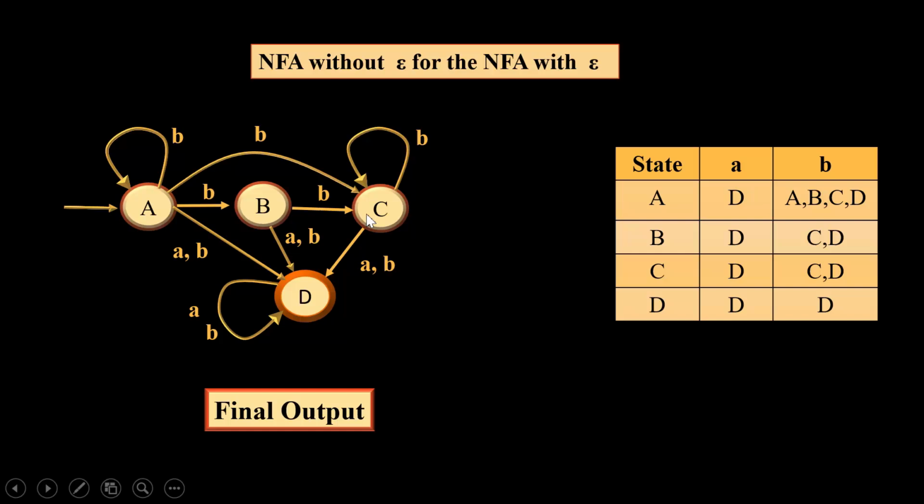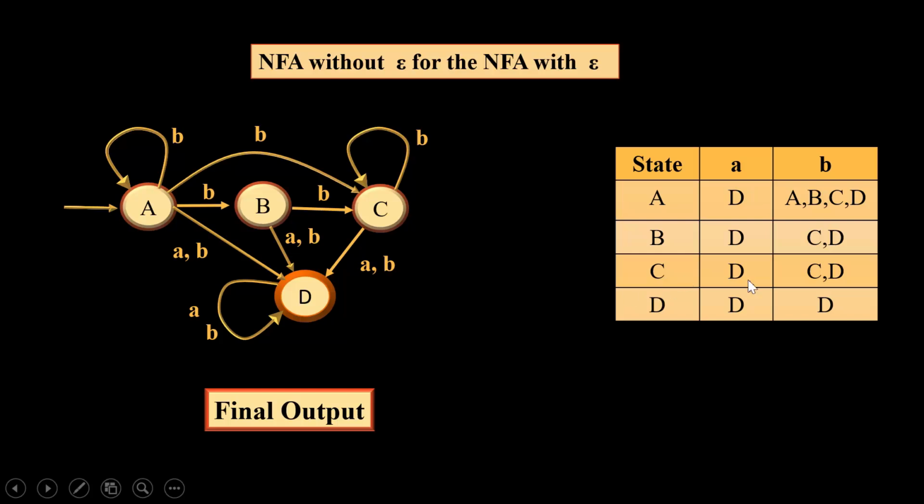Just check, initially we had 3 epsilon moves, we don't have any epsilon move now. On A comma A we move to D, on A comma B we move to A, B, C, D. A itself, B, a transition from A to C and a transition from A to D. Then from B on A we have D, from B on B we have C and D. So there is a transition from B to C as well as from B to D.